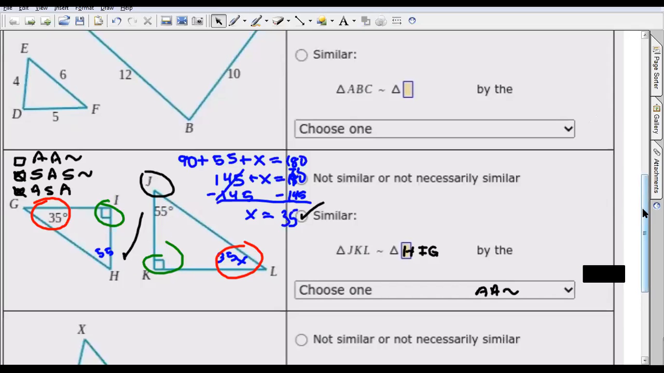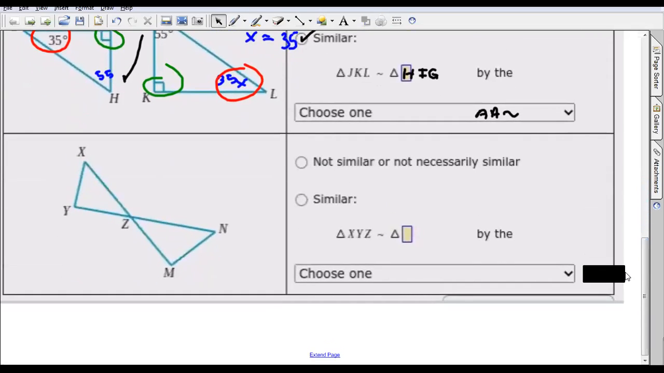Okay, let me go to the triangle in the bottom. This is what they gave me, and something that Tracy and I told you guys about: vertical angles are congruent. So these two are vertical angles and they'll be congruent. And that's all I know, nothing else. So for this particular problem, they're not necessarily similar. You don't have enough information given to you, and that's the answer.